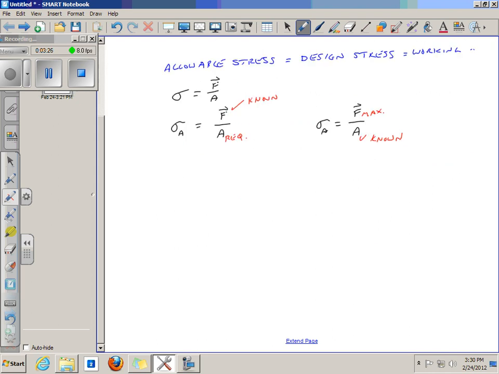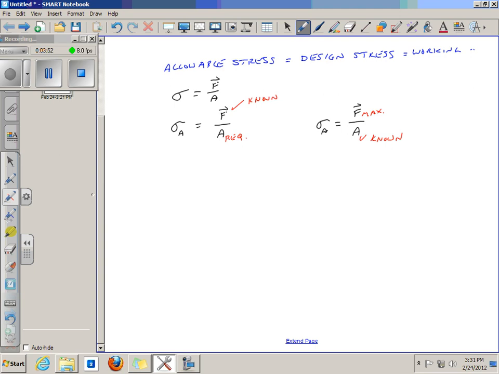And it's the same kind of thing for the shear stress. If you know what the allowable shear stress is, and you know the amount of force, then you can figure out what your required or minimum area is going to be. And if you know the allowable shear stress and you know how big the object is, then you can figure out the maximum amount of force you can put on it in shear.